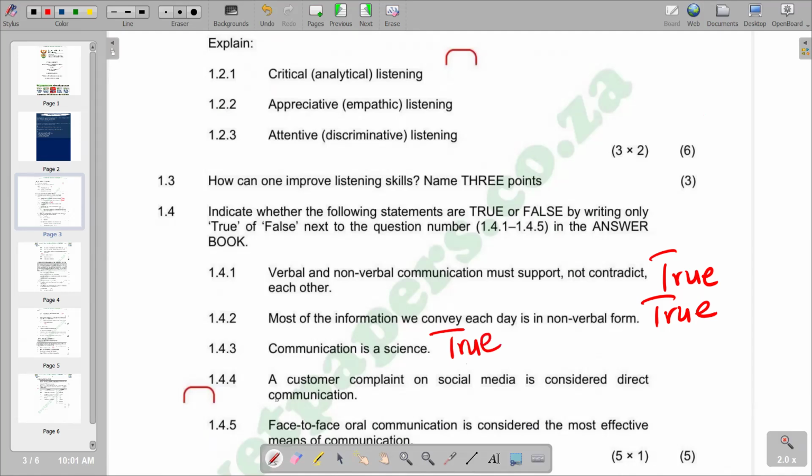And then 1.4.4: a customer complaint on social media is considered direct communication. I would say that the statement is false. Remember, direct communication has no hidden context or meanings. We are going to notice that no further explanations are required when there is direct communication. It's something that is going to be clear. So in terms of a complaint, it means further explanations are going to be needed, obviously when the complaint is being addressed. So we have false.